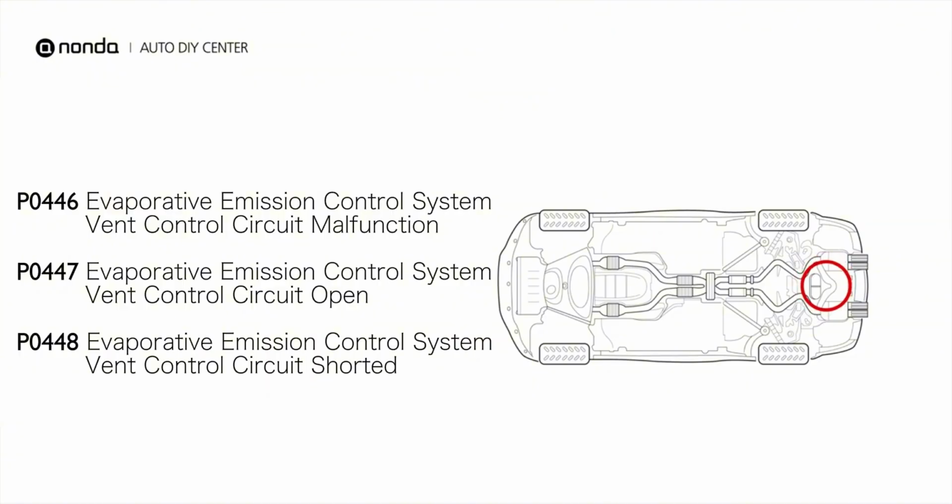P0446 is a general malfunction code often caused by a mechanically stuck valve or restricted airflow. P0447 specifically denotes an open circuit, such as a broken wire or disconnected solenoid, whereas P0448 identifies a short circuit, typically due to internal failure or damaged wiring causing excessive current. Identifying the exact code is essential for determining whether to fix a physical blockage or an electrical wiring failure.